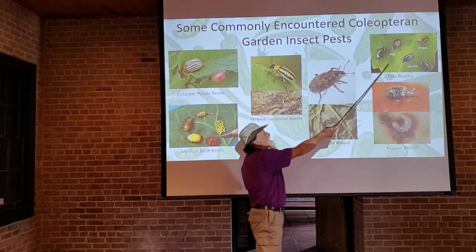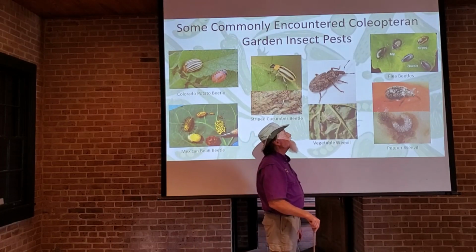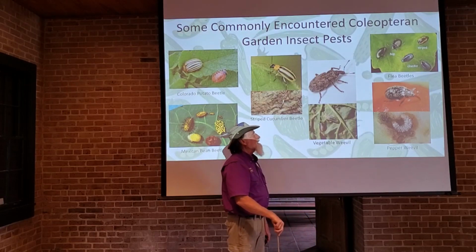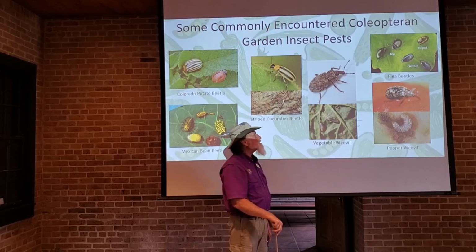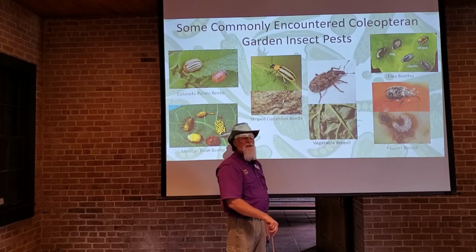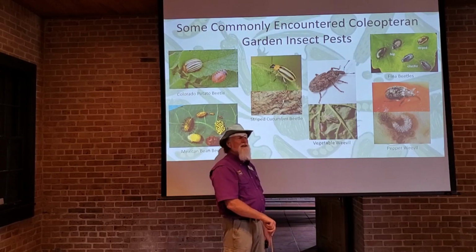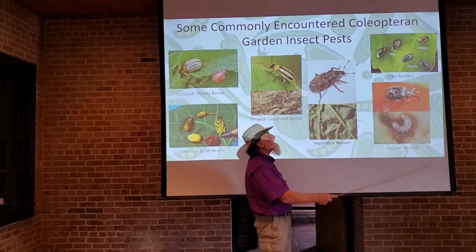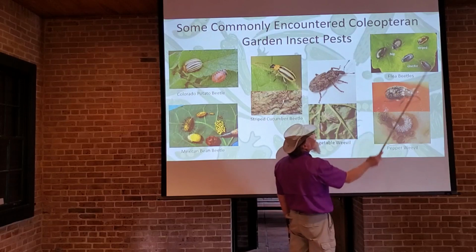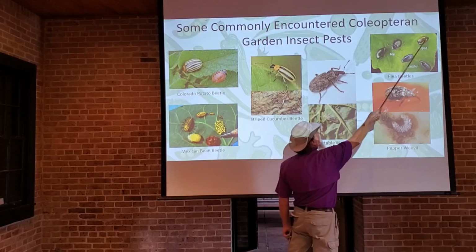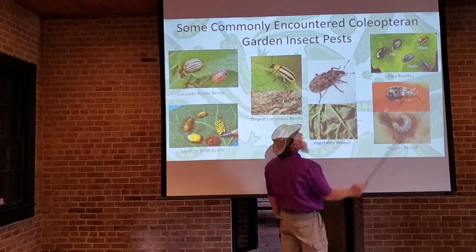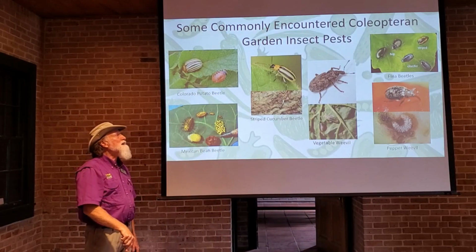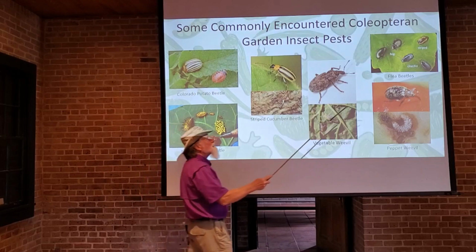And then up here we have several flea beetles that you may notice in your garden. Flea beetles also feed on the underside of the leaf, and a lot of times the upper side of the leaf will have stippling, like we showed you earlier, from flea beetles feeding on the underside. Here we have the crucifer flea beetle, the striped flea beetle, and the hop flea beetle.